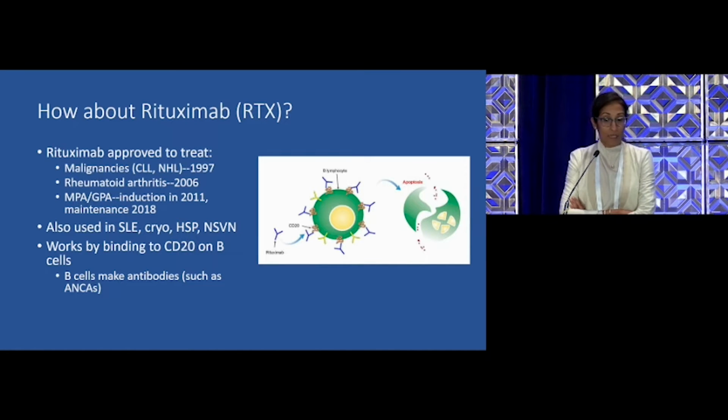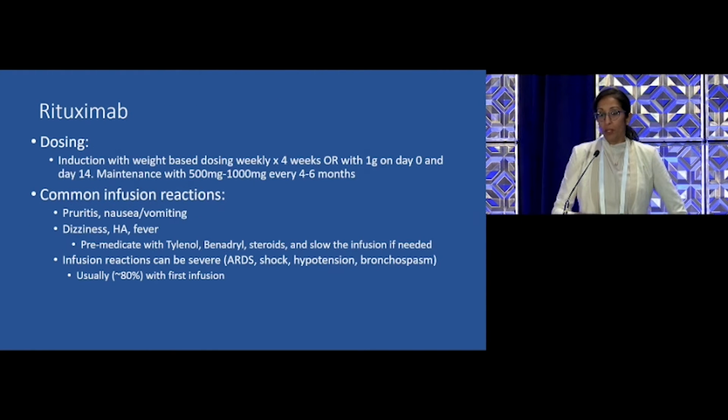It works basically by binding to CD20, which is a marker on B cells. And B cells are the cells that are responsible for making antibodies such as ANCA. So it shuts down some of the operation of these B cells. And so for the dosing of Rituximab, there are 2 different options for induction, which is that first phase of putting out the fire: either weekly for 4 weeks, or you get one dose and then 2 weeks later you get your second dose. And that's usually how we try to shut down the fire.